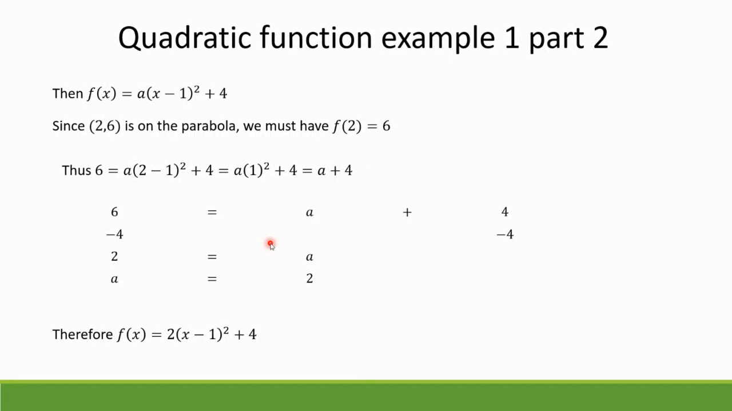Okay, well, let's use that. We get 6 is equal to, when x is 2, a times 2 minus 1 squared plus 4. 6 is a times 2 minus 1 squared plus 4. That's what we get. And this, of course, we can work with. We get a times 1 squared plus 4, which, of course, is a plus 4.